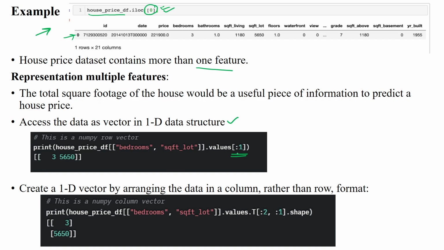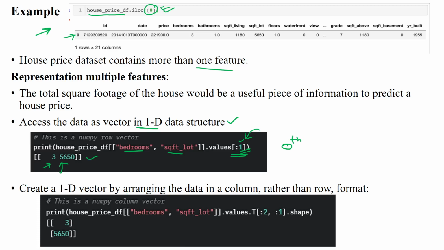Here we represent a single row, that is, the zeroth row is represented by using the value 1. In Python, n minus 1 is the last index of the list. So this one-dimensional vector represents the values of two features, bedrooms and square_feet. Two column values are represented with a single row. So this is a row vector.